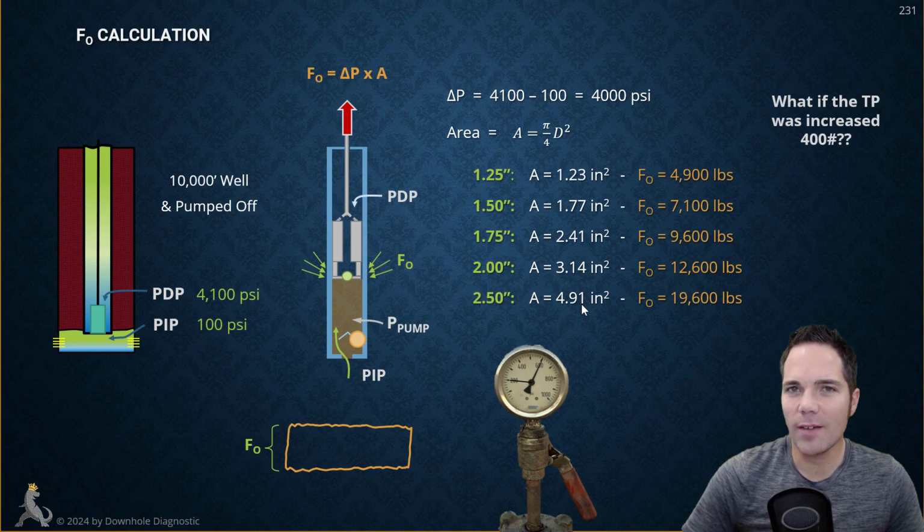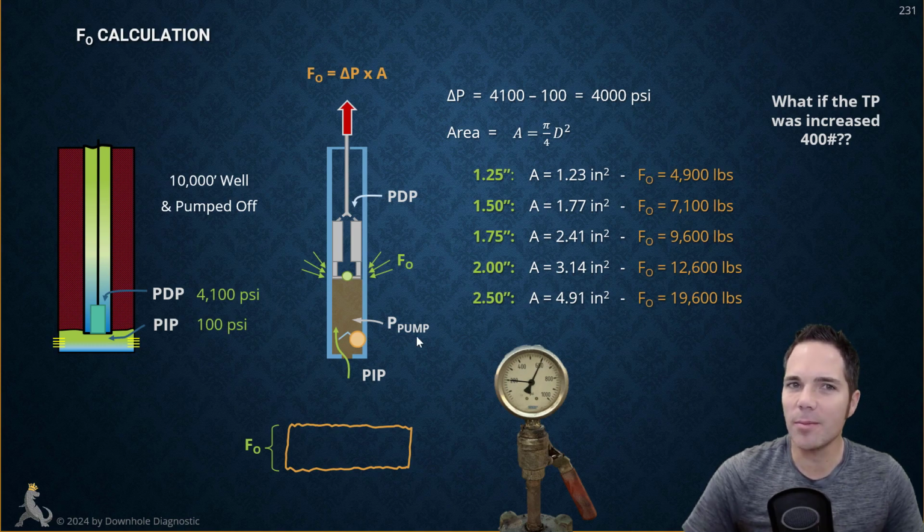Now, let's say you have a pumper for this particular well, and he's a smart guy. At least he wants to apply himself. And he says, hey, boss, I think we're getting a little bit of gas interference. I'm going to crank up the tubing pressure. I'm going to increase it 400 pounds. It's currently 200 pounds, but I'm going to keep the gas from getting in the pump. So I'm going to crank up the tubing pressure from 200 to 600 pounds.